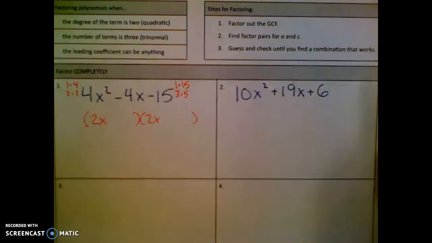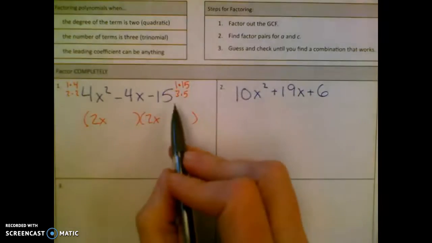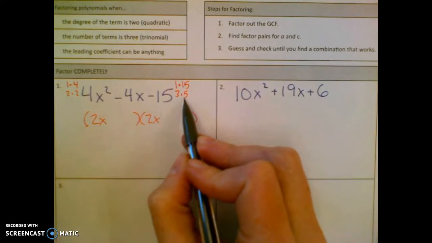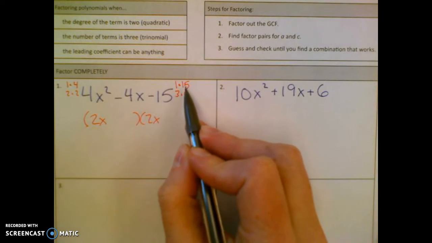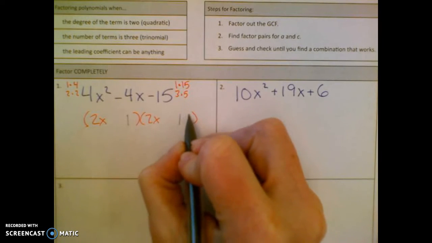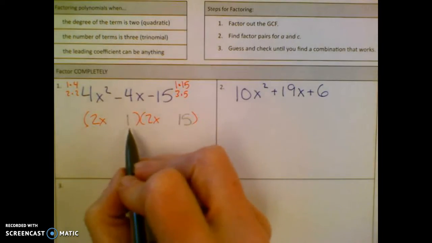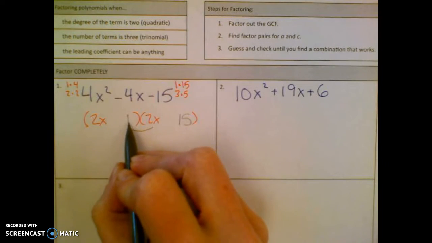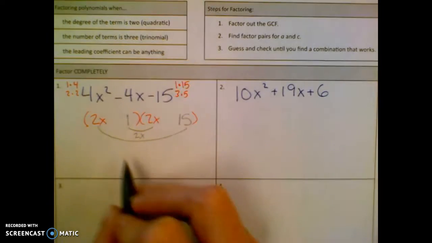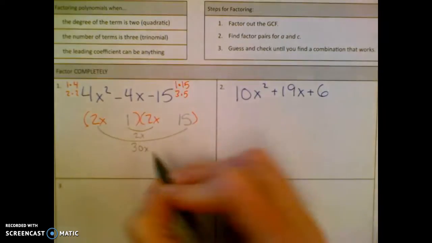So I'm going to force those guys, and then we'll try 1 and 4 if we need to. All right, so I'm going to use my pencil, and I'm just going to pick some of these options here. I'm pretty sure 3 and 5 is correct, so I want to try 1 and 15 just to show you what we would do. So I would put 1 and 15 in there. And then I would do exactly what we did yesterday. I would check the inner product. 1 times 2x is 2x. And I would check the outer product. 2x times 15 is 30x.